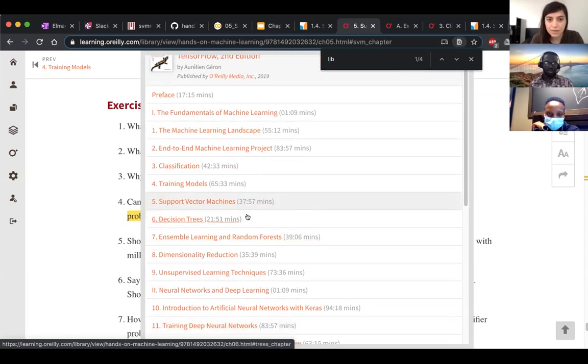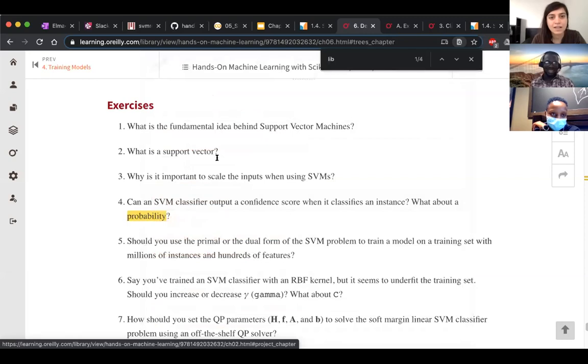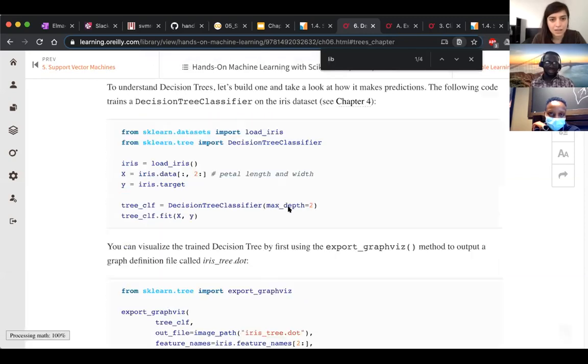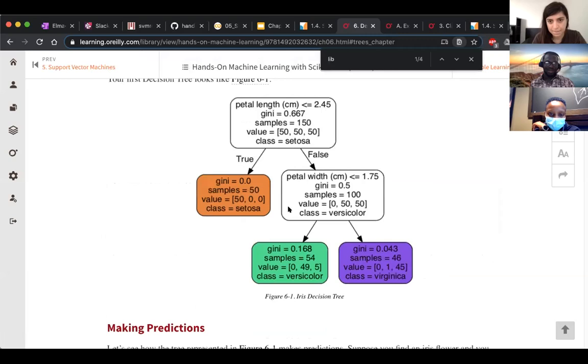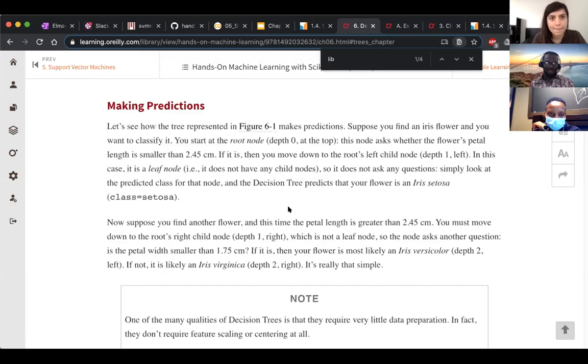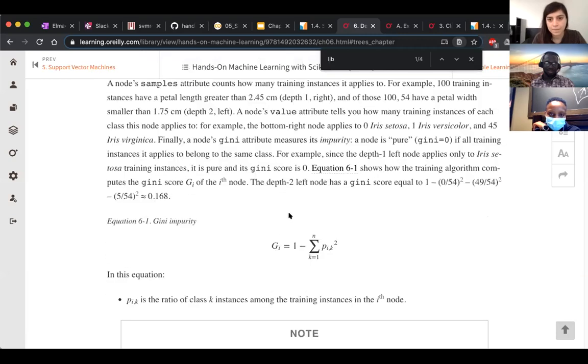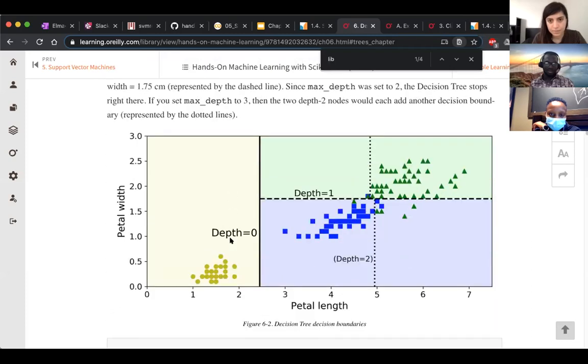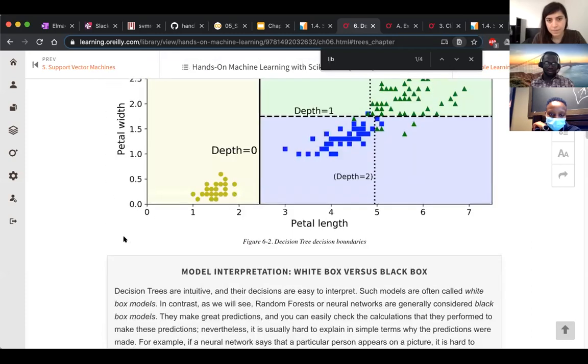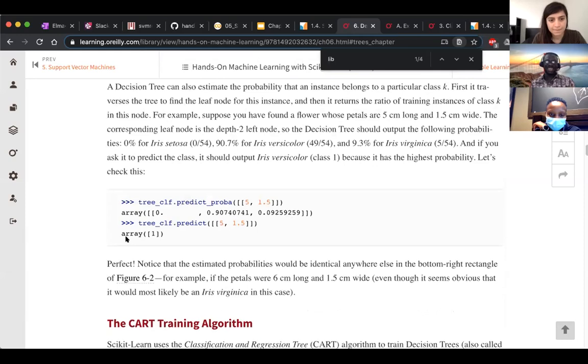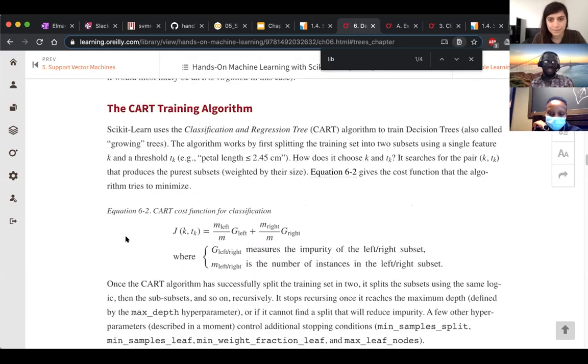Decision trees. Any taker? It won't be bad. Okay, Toby, I'll volunteer you then. Is that okay? Yes, it's fine.